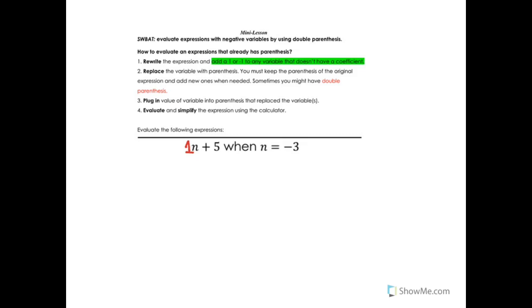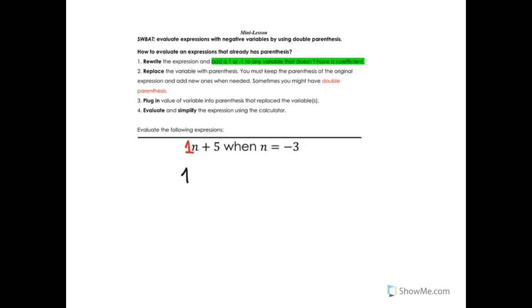Now that I've put a 1 next to the variable that didn't show its coefficient, now I can continue doing the same steps that we've done before. We're going to rewrite our expression. We're going to replace the variable with parentheses. And in the parentheses, we're going to plug in the number that they give us. Just because it's a negative number now, it doesn't change anything about our process.